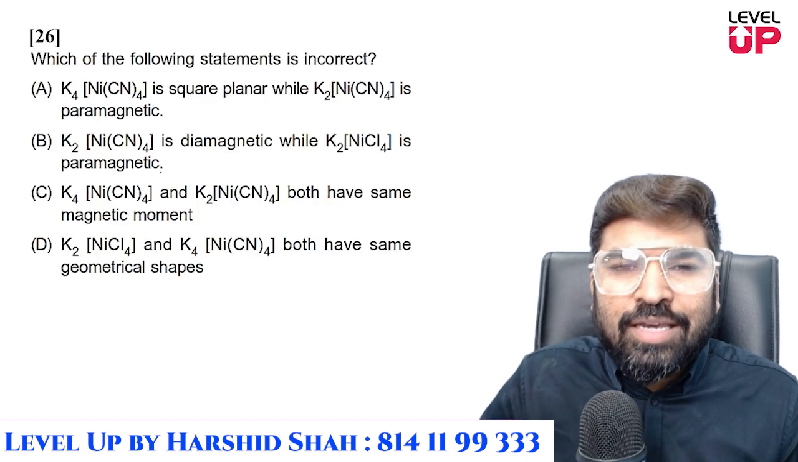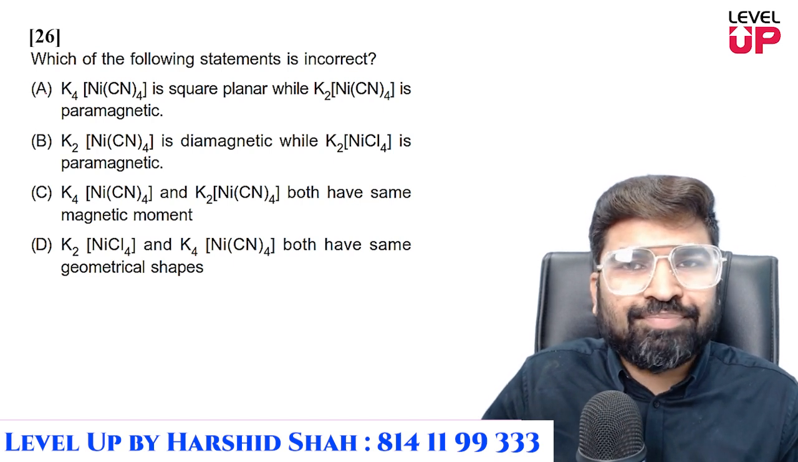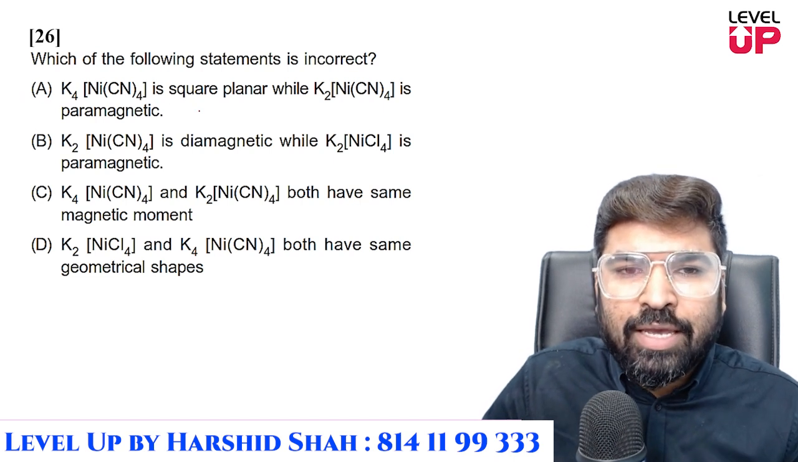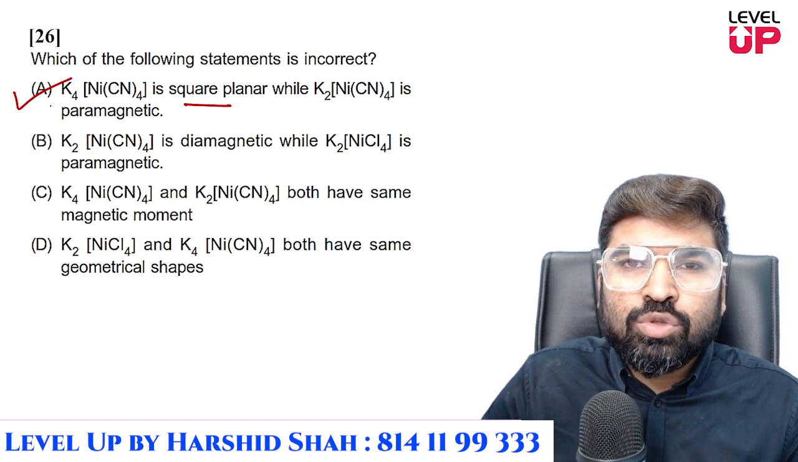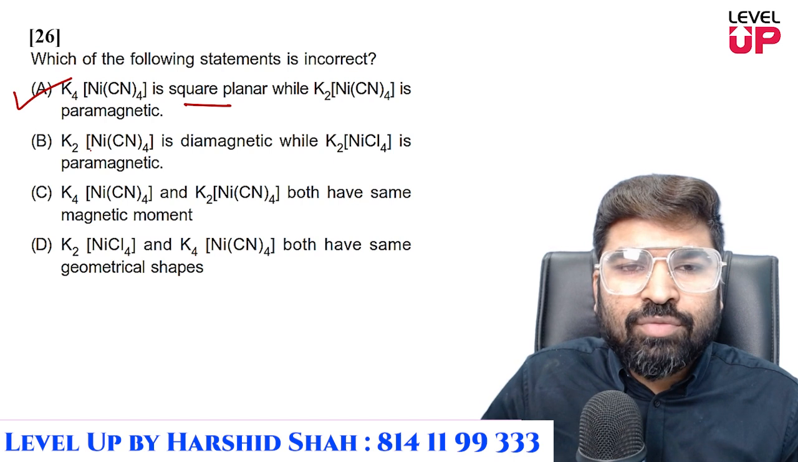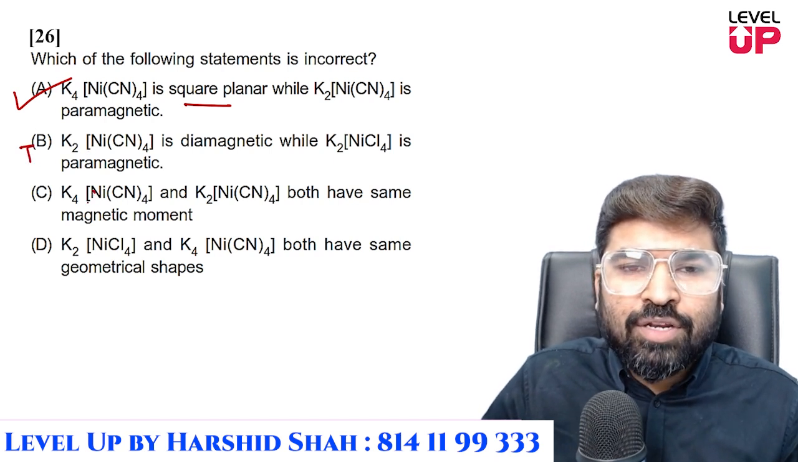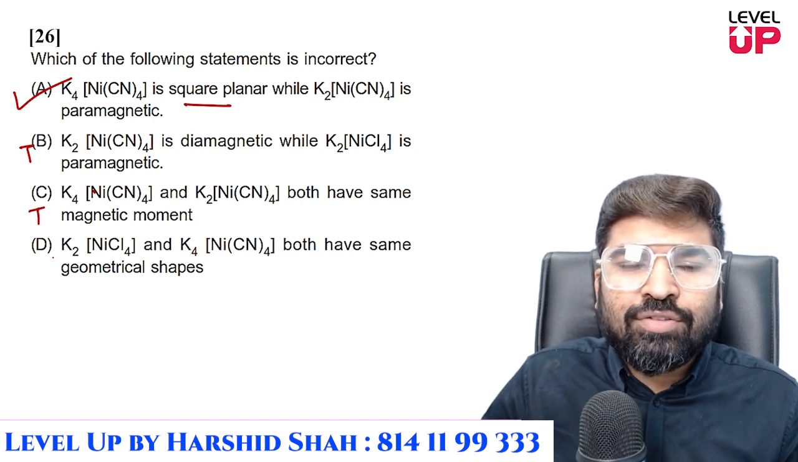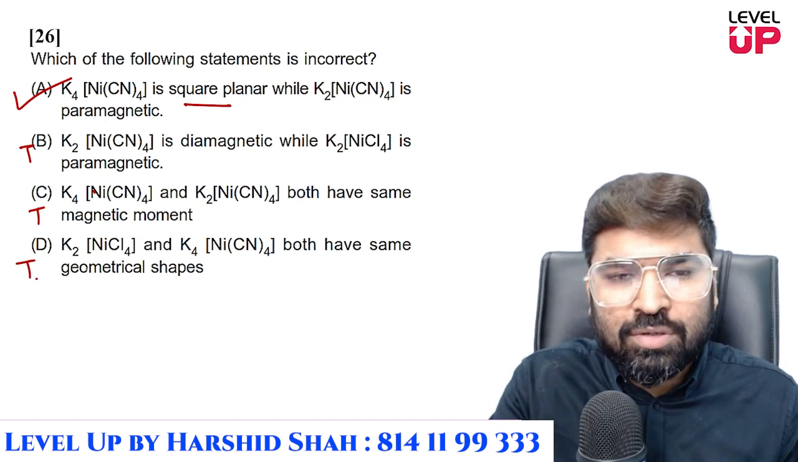Which is incorrect? K4[Ni(CN)4] is square planar. It's tetrahedral. K2[Ni(CN)4] is paramagnetic. Oh, the first one is wrong and the second one is also wrong, it is diamagnetic in nature. Both wrong. K2[Ni(CN)4] is diamagnetic because K2[NiCl4] is paramagnetic. True. K4[Ni(CN)4] and both have the same magnetic moment. Yes, they are zero. K2[NiCl4] and K4[Ni(CN)4] have the same geometry, shapes.